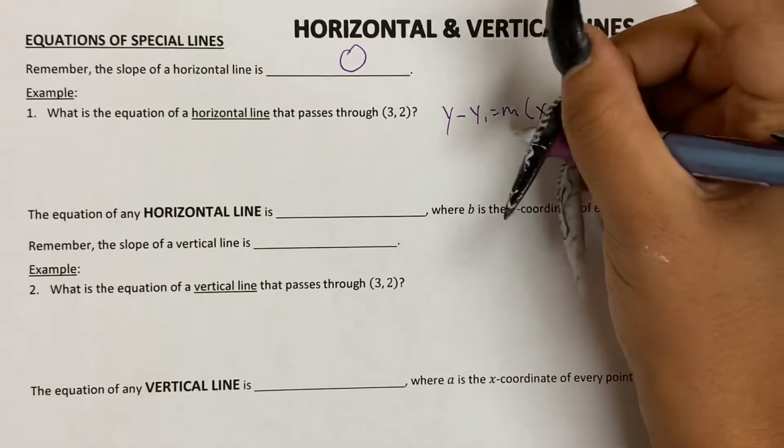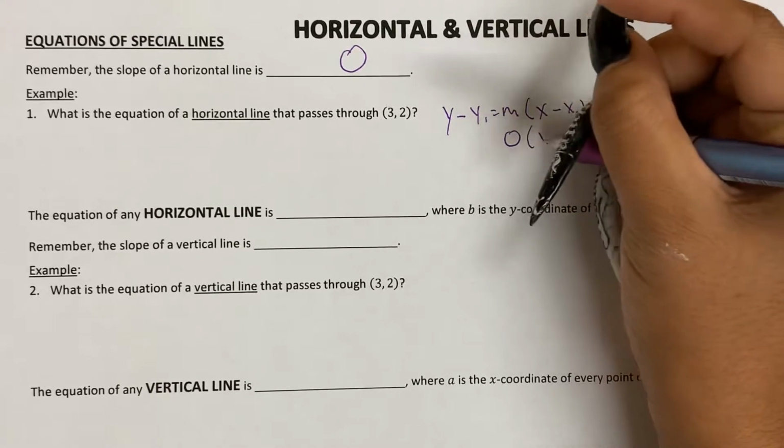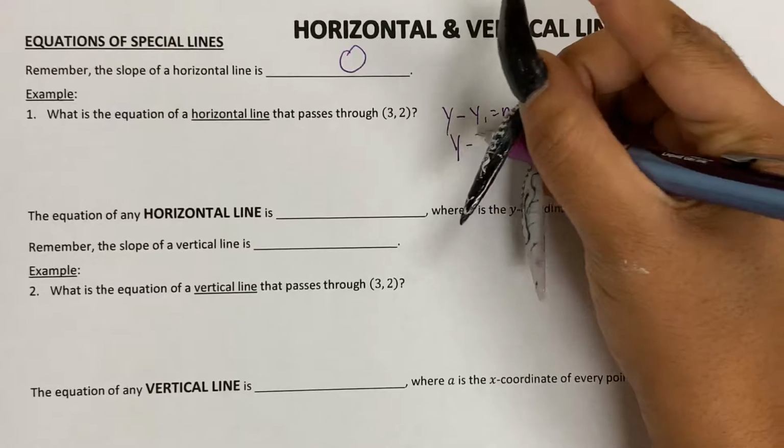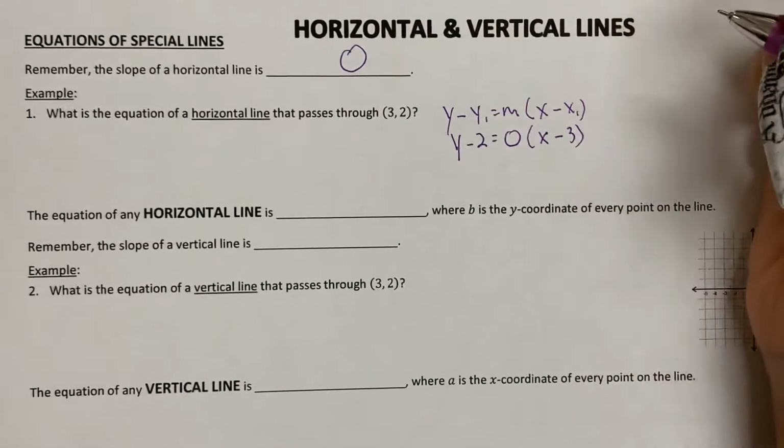So the slope is 0. The x value is 3. And the y value is 2. So this would be the equation in point slope form.